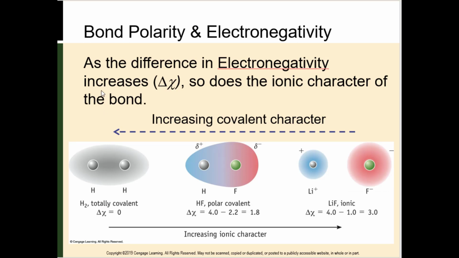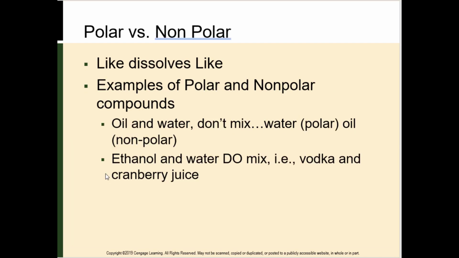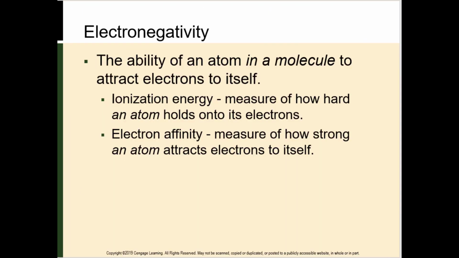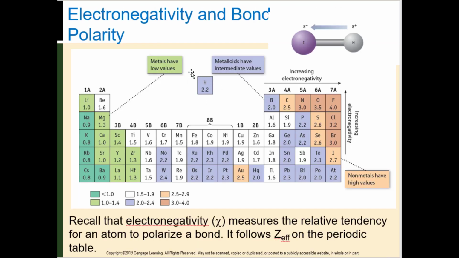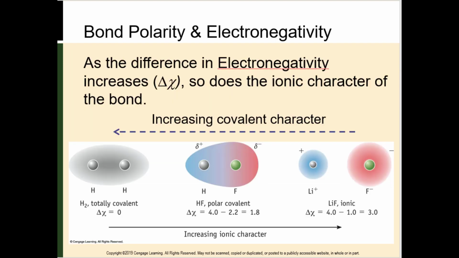As that electronegativity difference increases, so does the ionic character of the bond. We can see that for H2, if I did H minus H, so 2.2 minus 2.2, we get 0. So that difference in electronegativity is 0. That gives us a totally covalent nonpolar bond. So as you can see, as we go left, we increase our covalent character.